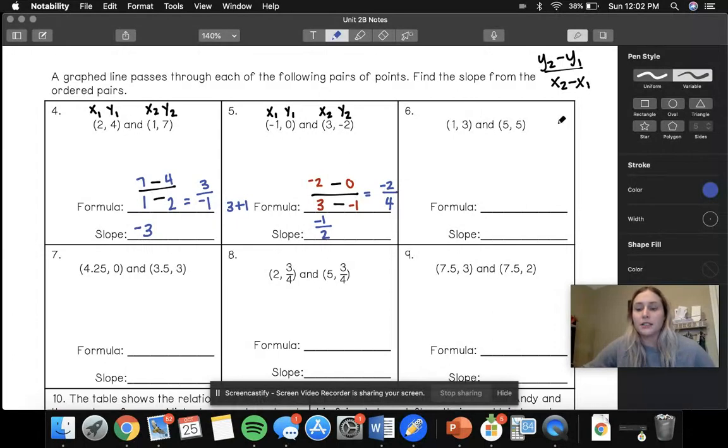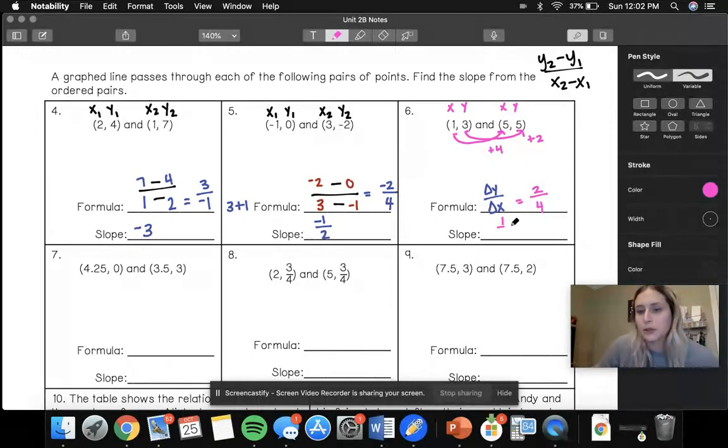I'm going to find the difference between my y values over the change in my x values. Again, I just have to know that this is my x and this is my y, this is my x and this is my y. So you just have to make sure you're consistent. I'm going to go from here to here. How do I go from 3 to 5? Well, I add 2. So I'll show positive 2. Then I have to go from 1 to 5. How do you go from 1 to 5? You add 4. So the slope would be up 2 over 4, or simplified, it would be 1 over 2.